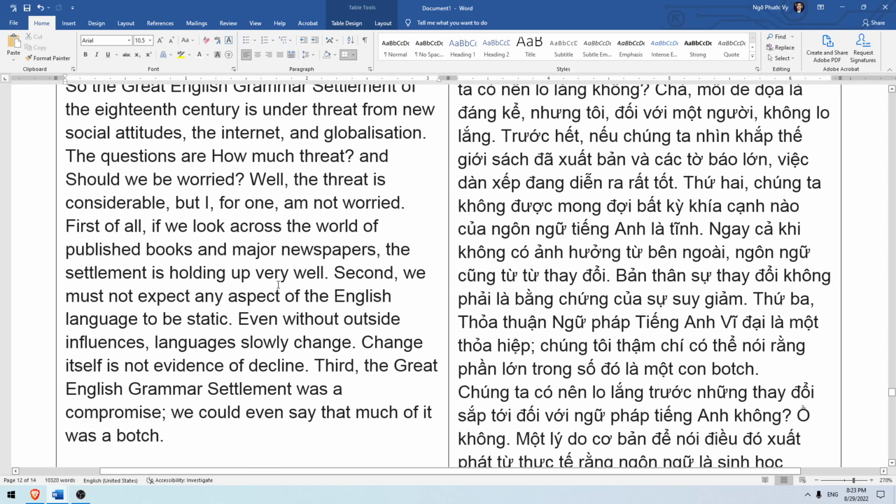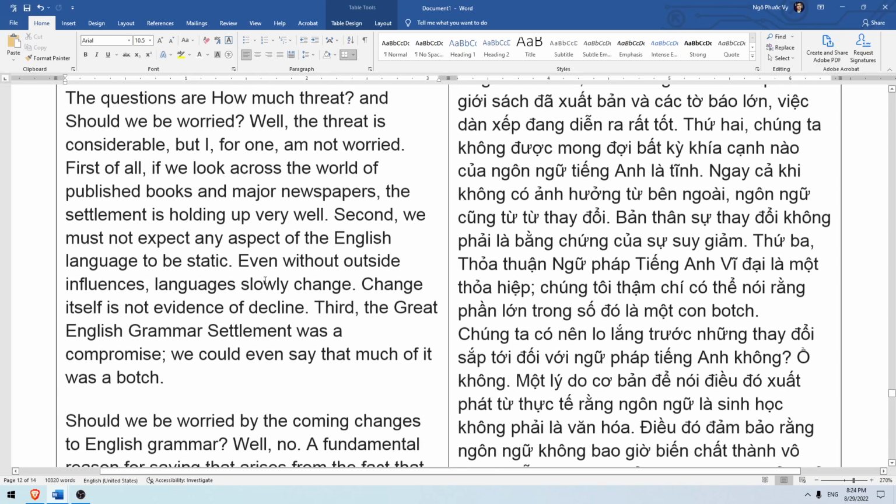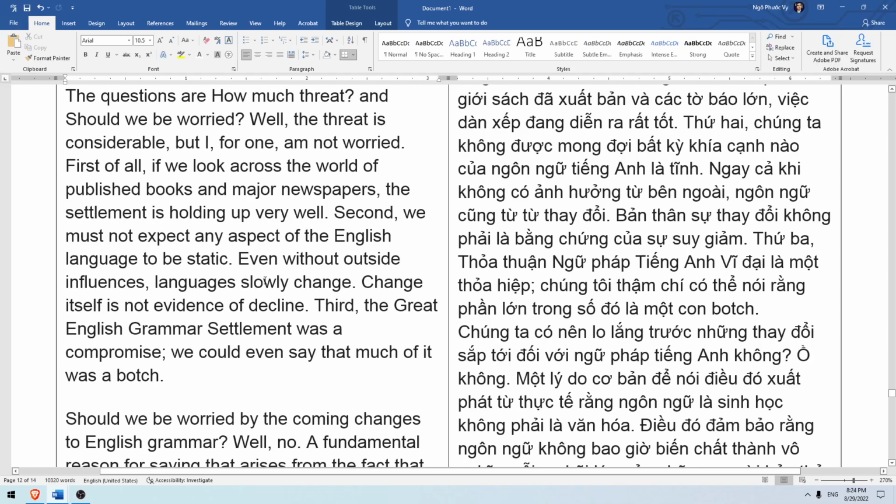So the great English grammar settlement of the 18th century is under threat from the new social attitudes, the internet, and globalization. The questions are how much threat and should we be worried? Well, the threat is considerable, but for one, I'm not worried. First of all, if we look across the world of published books and major newspapers, the settlement is holding up very well.